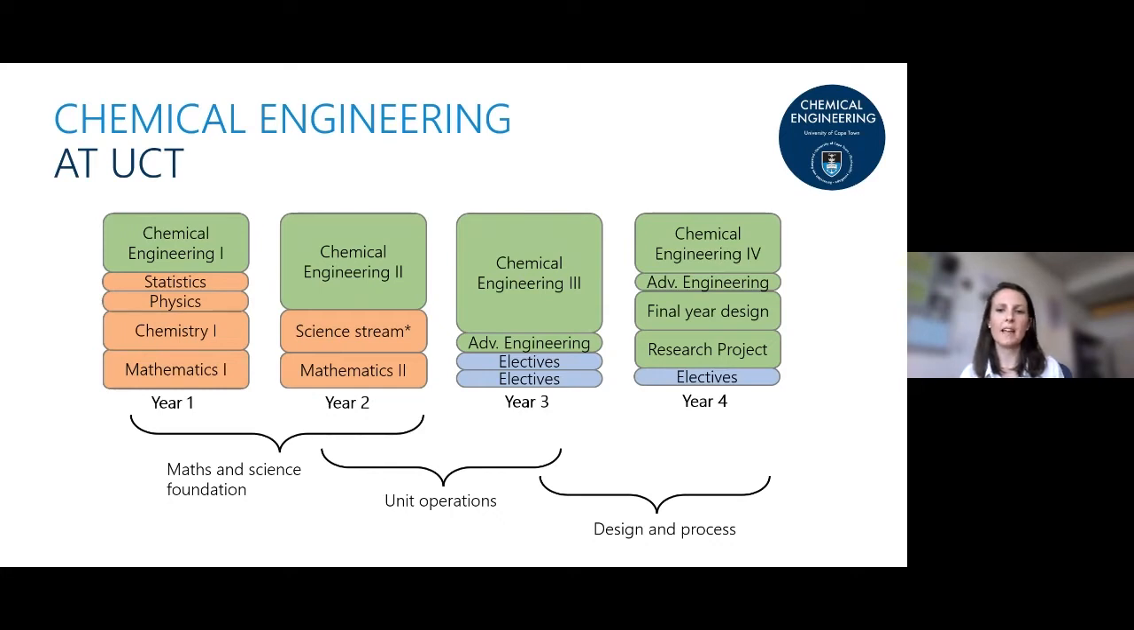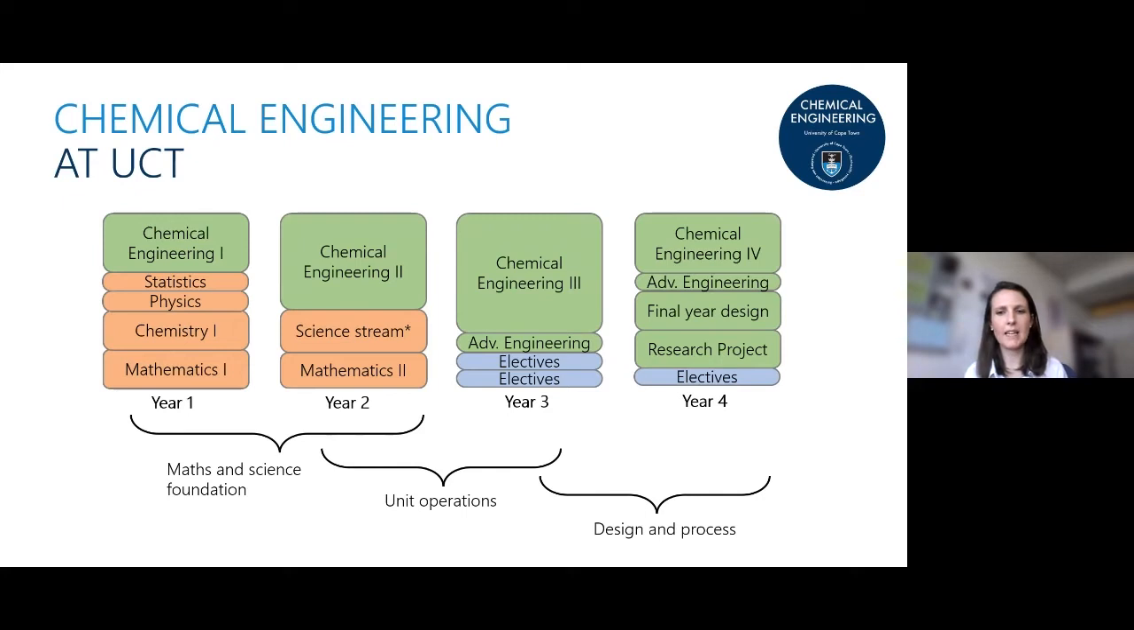Also important to note is that in your third and your fourth year, you will see that there is a space for what we call advanced engineering. So you can choose, again, to tailor your degree here towards a number of different specializations. So examples are bioprocess engineering, catalysis, or you can do numerical methods, which is more like modeling, or computer modeling and simulations. You can choose to specialize in sustainability or in energy systems, and of course, mineral processing.